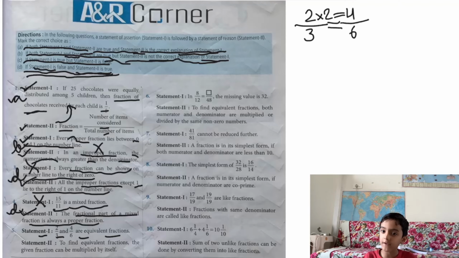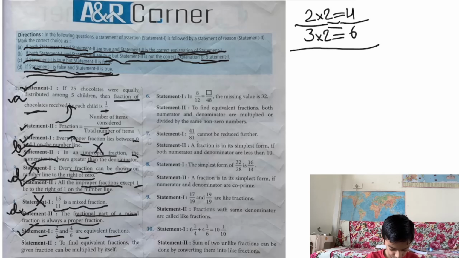If they're equivalent fractions, the numerator and denominator have to be multiplied by the same number. So, we'll multiply the denominator by 2 also. So, 3 multiplied by 2 is 6. So, here we can say that 2 by 3 and 4 by 6 are equivalent fractions. So, your statement 1 is correct.